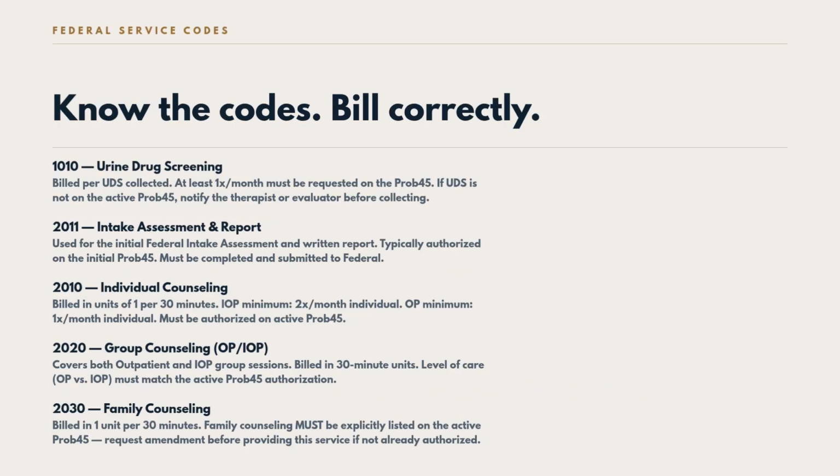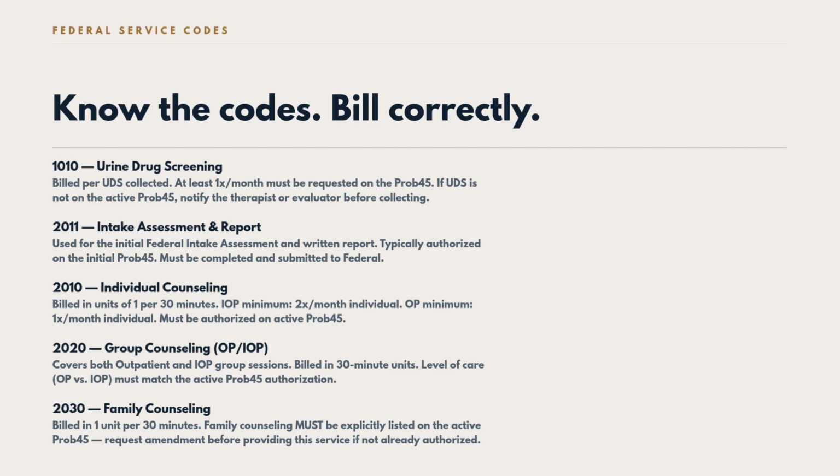So the most common service codes that we're going to use is 1010 for urine collection, testing, and reporting. Front desk is going to use that one most often. Then there's 2011 for intake assessment and report, 2010 for individual counseling, 2020 for group counseling, and that includes OP and IOP, and 2030 for family counseling.